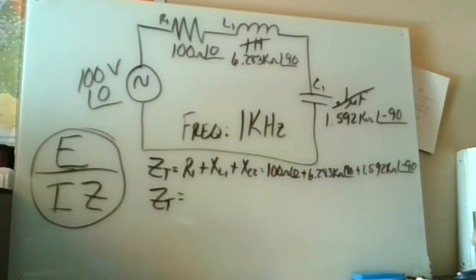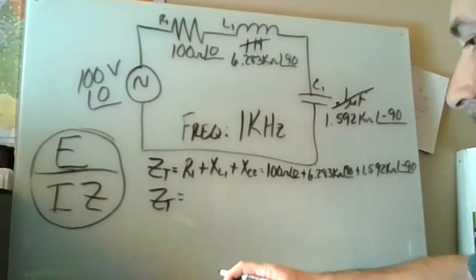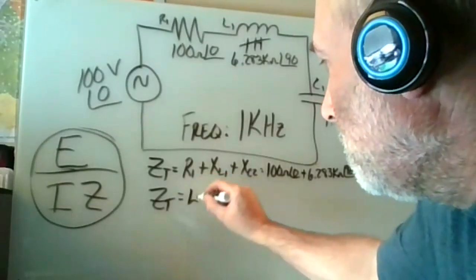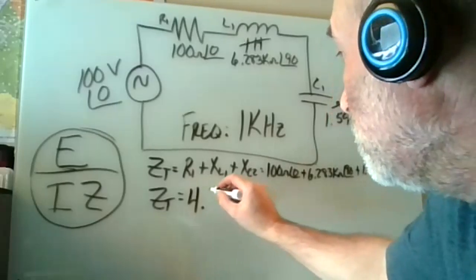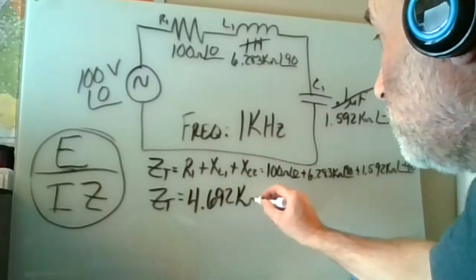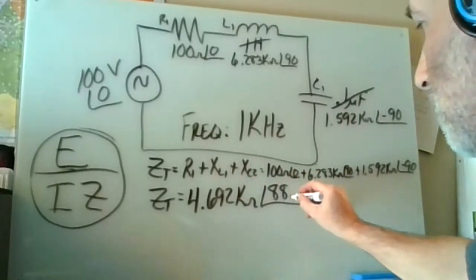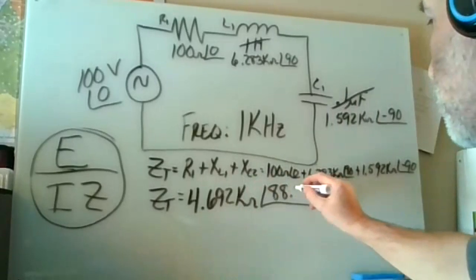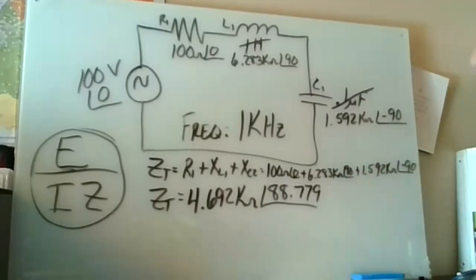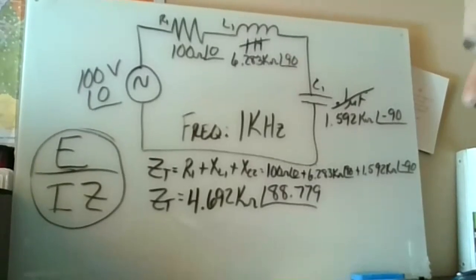So somebody tell me when you hit equals, what did you get? Really long string of numbers. So we're going to go to 3 decimal places. So if I go to 3 decimal places, what do I get? You should get 4.692, and that's going to be K ohms at an angle of 88.779 because it's 87, so that 8 would change to a 9. So that is my Z total.